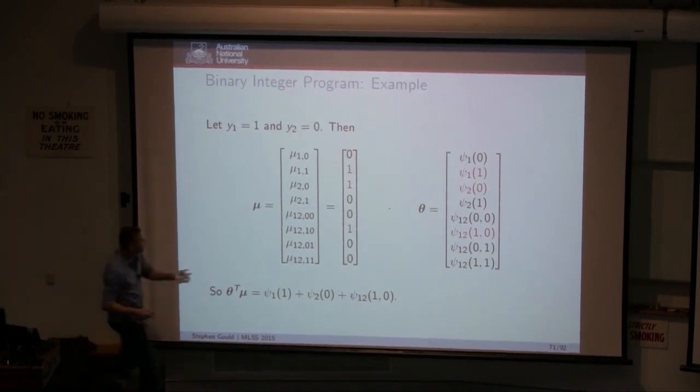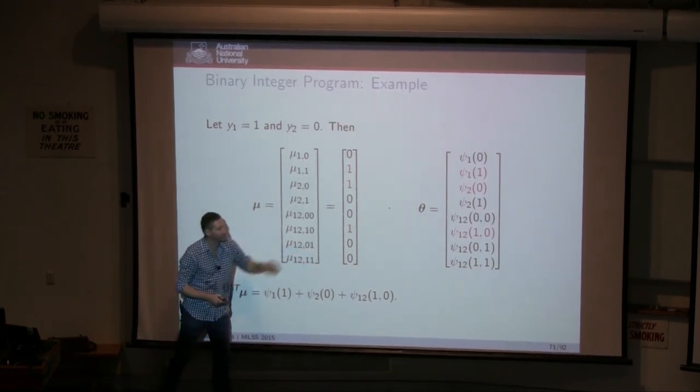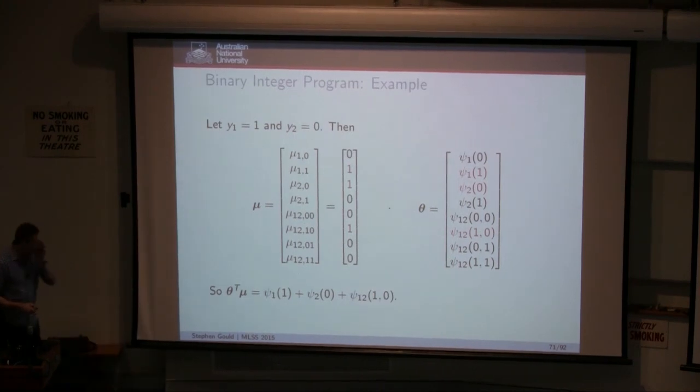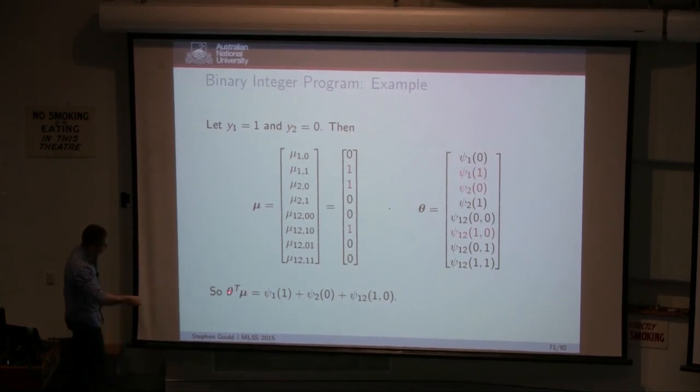Yes, good, okay. So this is saying that variables y1 and y2 take values 1 and 0, and so that's set to 1, okay? And so now if I take the inner product between this vector and my parameters, I end up with the correct thing, right? It's the first factor evaluated at 1, the second factor evaluated at 0, and the third factor evaluated at 1, 0, okay?